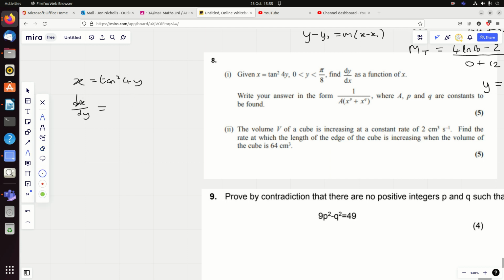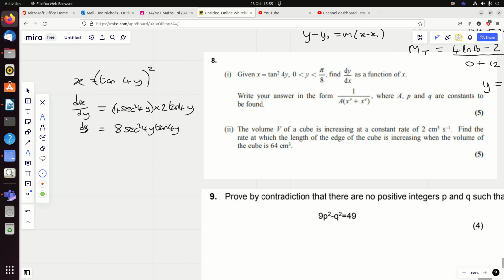Right, okay, if we're differentiating this, we need the chain rule. Think of it as tan 4y, squared. Differentiate inside the brackets: tan differentiates to sec squared, so you're going to get 4 sec squared 4y. We've differentiated inside the function. Now we'll differentiate stuff squared, and that differentiates to 2 times the stuff. To write it a bit clearer, we're going to get 8 sec squared 4y tan 4y.